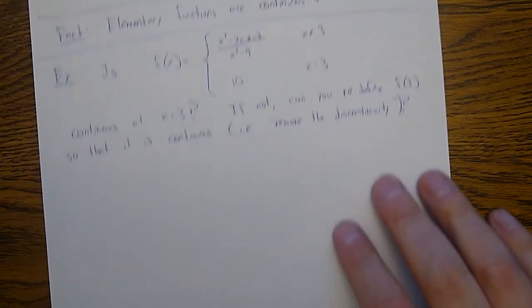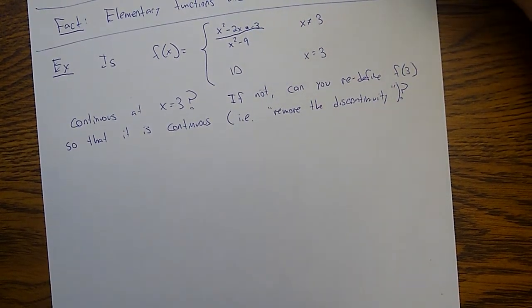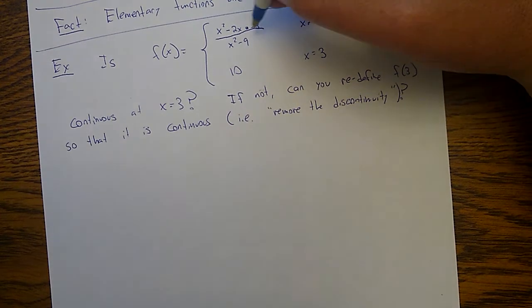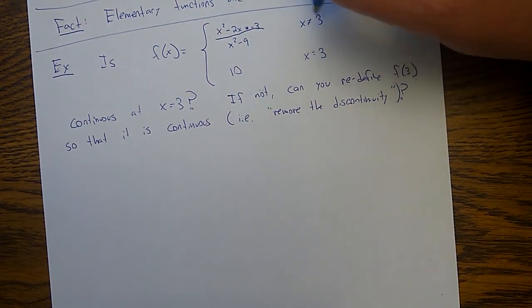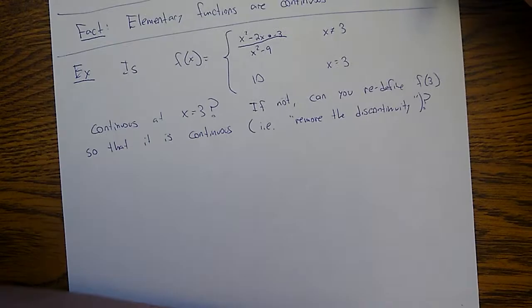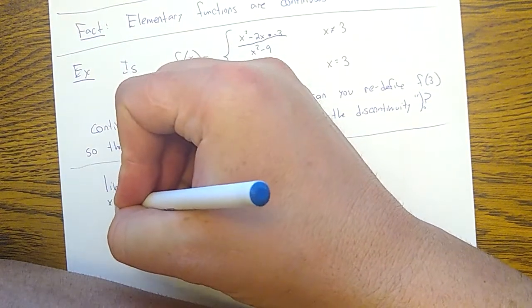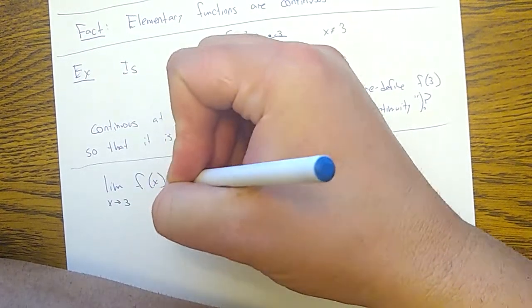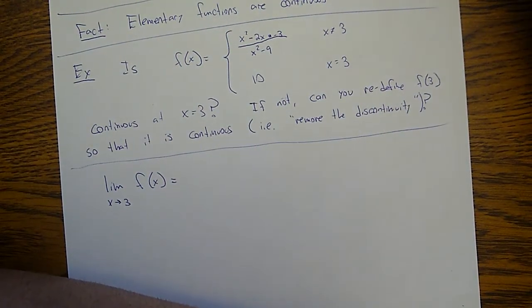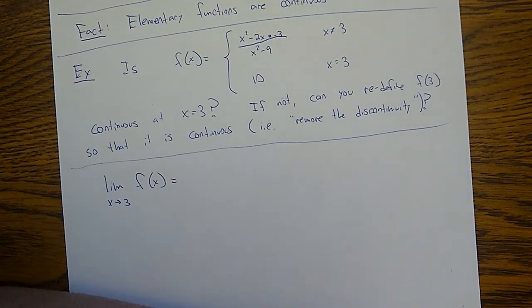Anyway, let's talk about this example. Piecewise functions are interesting because they are not automatically continuous, because they aren't necessarily elementary functions. So here we have a piecewise function. It has this formula for values of x that are different from 3, and then this formula when x equals 3. And the question is, is this continuous at x equals 3? So how do we check this? Well, let's find the limit as x goes to 3 of f(x). If that gives me the same answer as f(3), then it is continuous, and otherwise it's not.